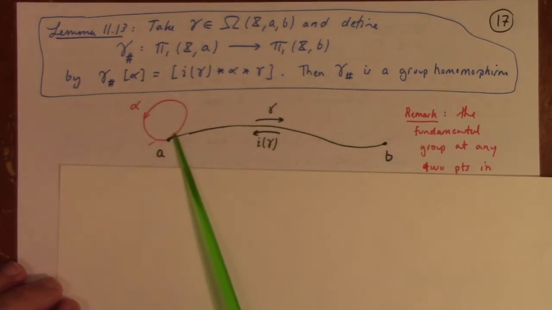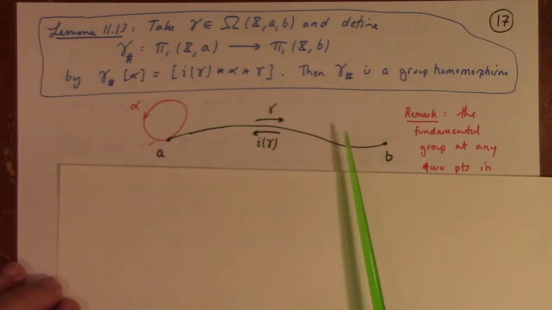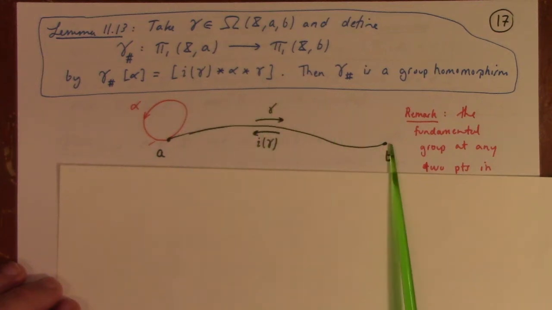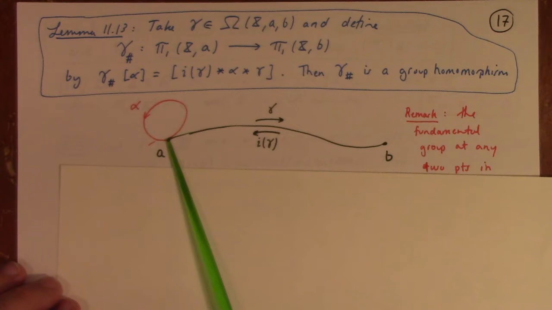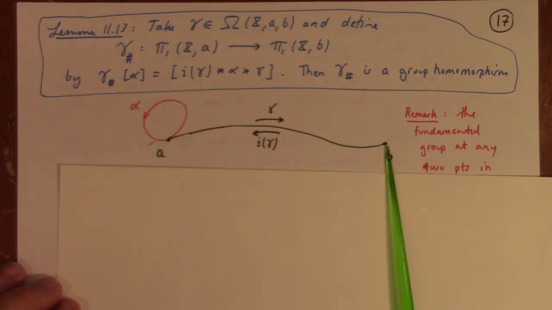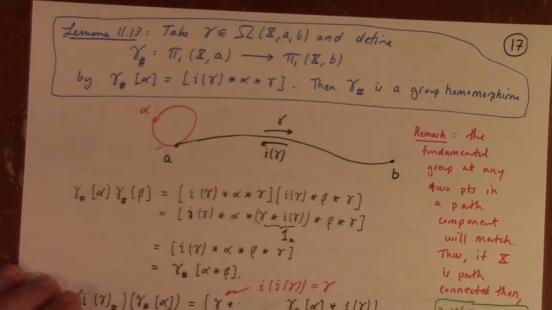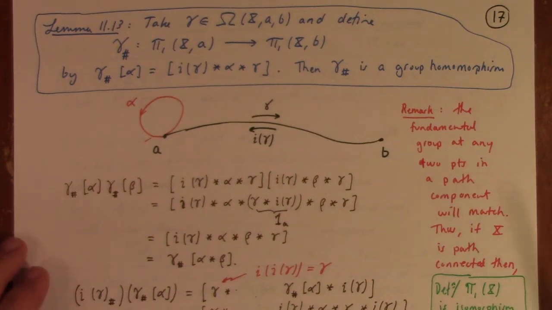And then you go through alpha, and then you go gamma back. So what you have is a path that begins and ends at B. And so what that means is that every loop at A can be repackaged as a loop at B if you've got a path connecting them. And so the fundamental group at any 2 points in a path component will match.